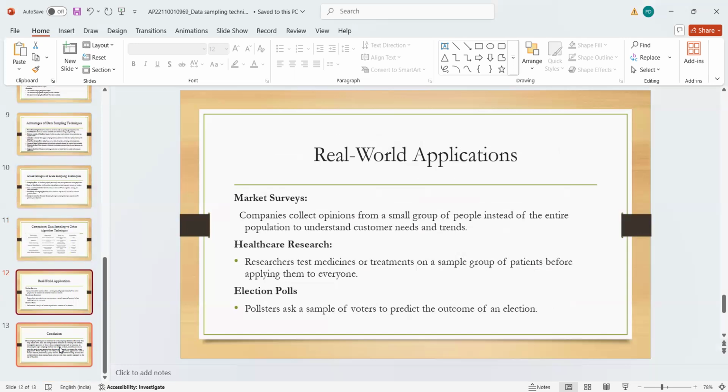Real world applications: market surveys, healthcare research, and election polls. These all use sampling to draw insights from a small group, enabling informed decisions without analyzing the entire population. These examples show how sampling saves time and resources while maintaining result accuracy.